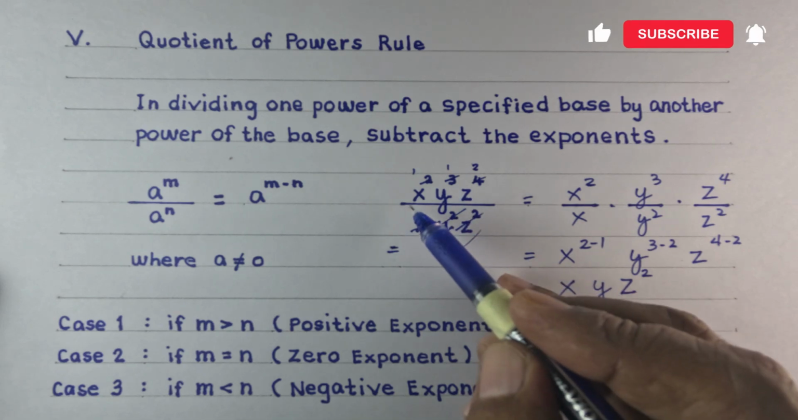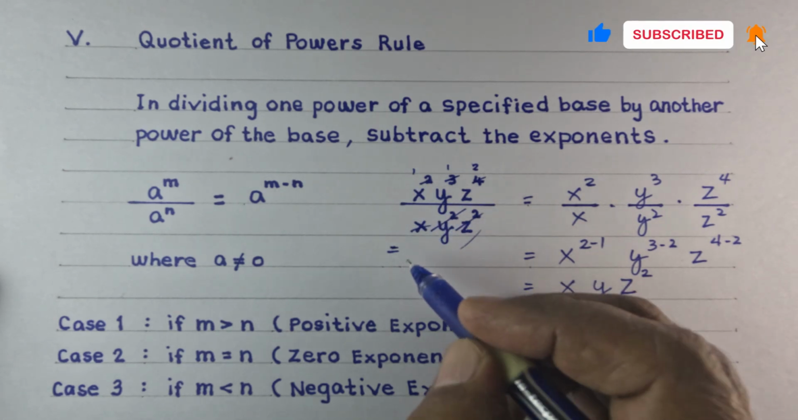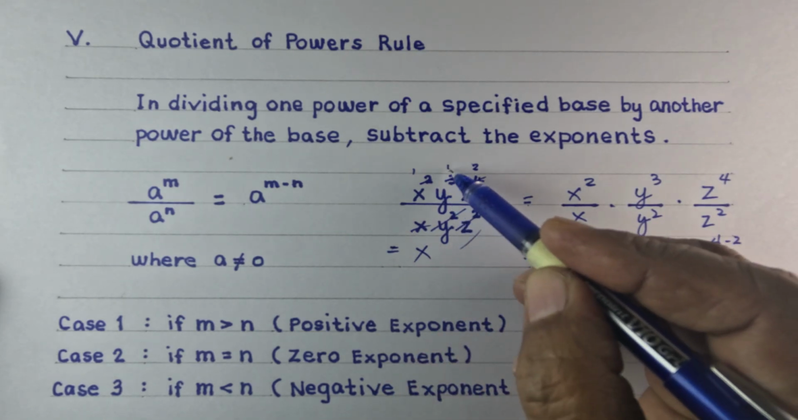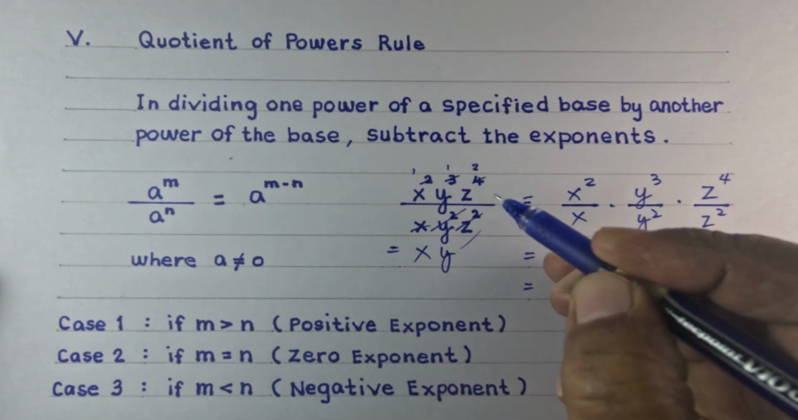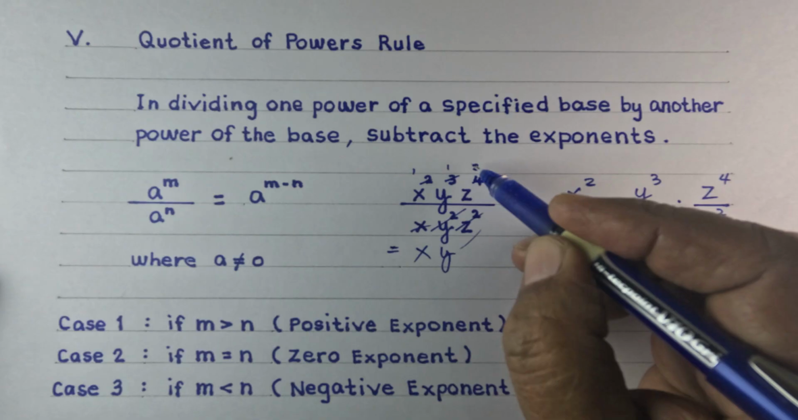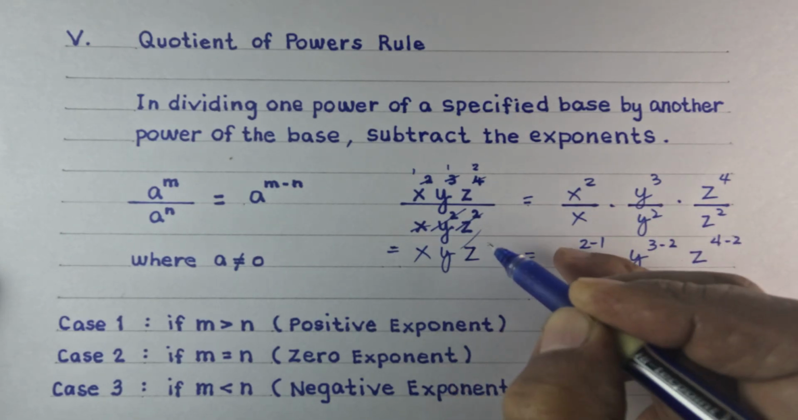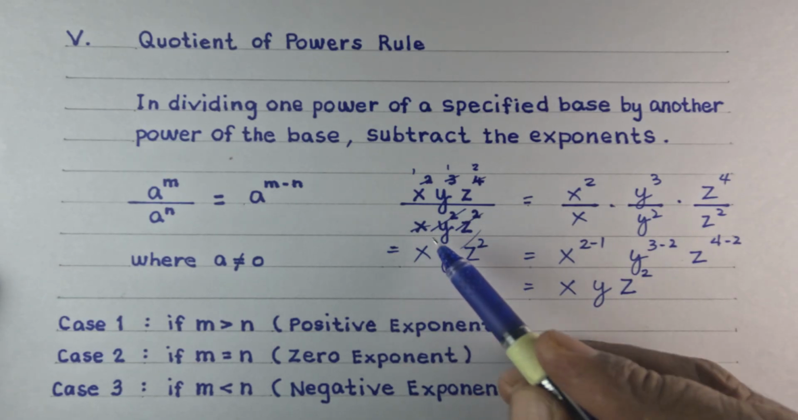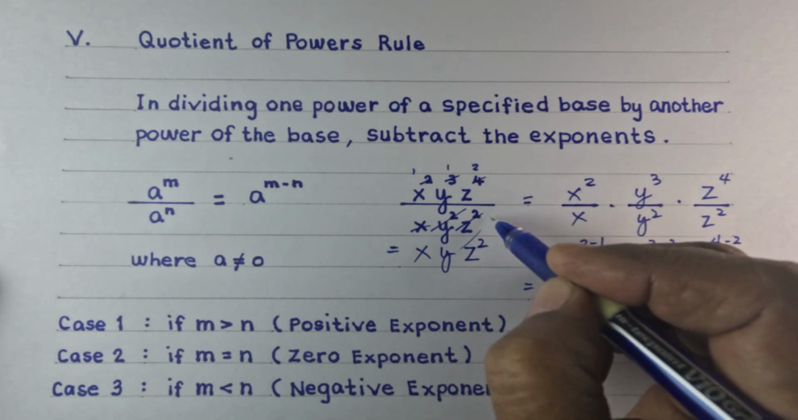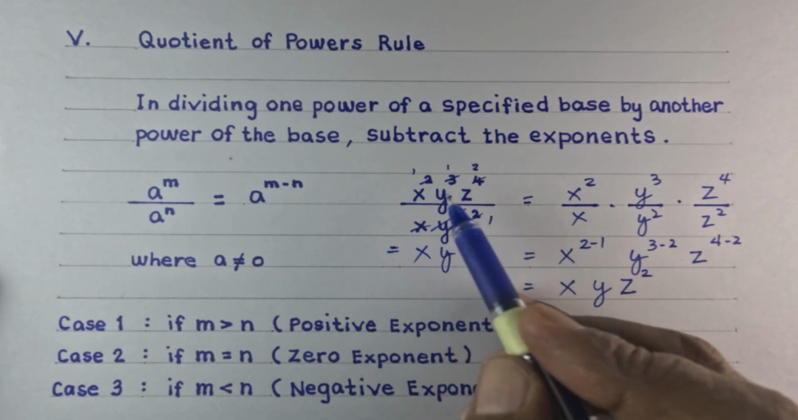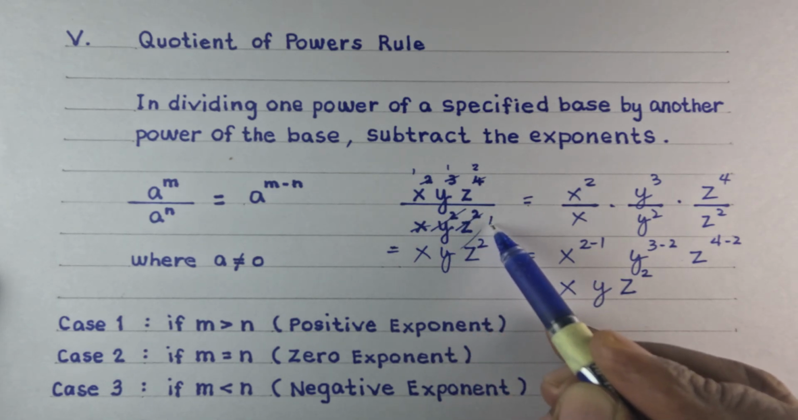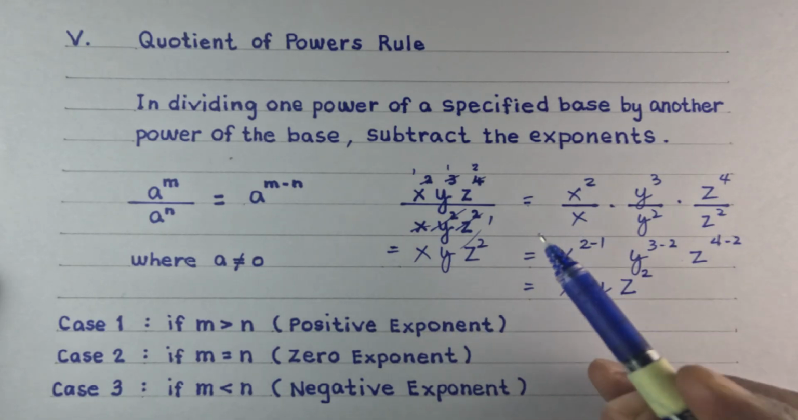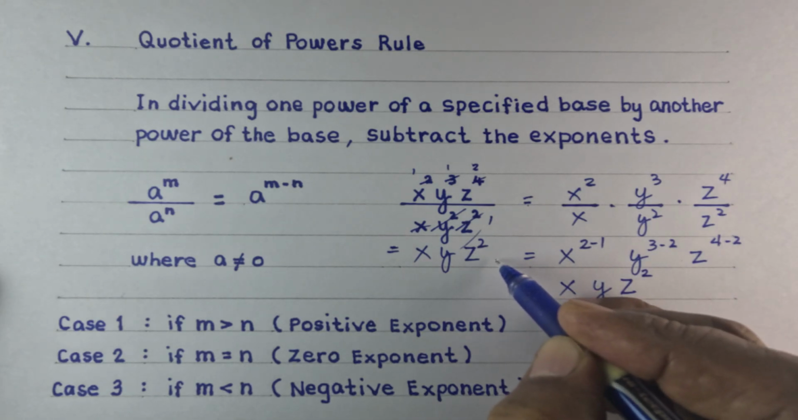So what's left of the numerator is x to the first, or simply x, y to the first, or simply y, and z squared. Now, all the factors in the denominator have been cancelled out. So this denominator is simply equal to 1. So that's x, y, z squared over 1, or simply x, y, z squared. So the quotient is x, y, z squared. And that's the answer.